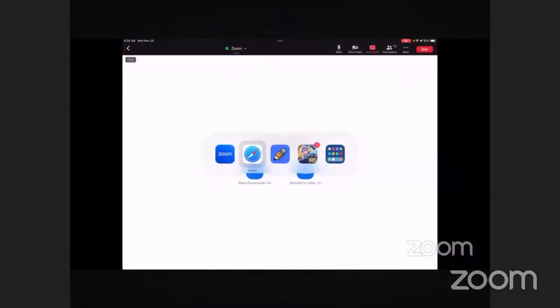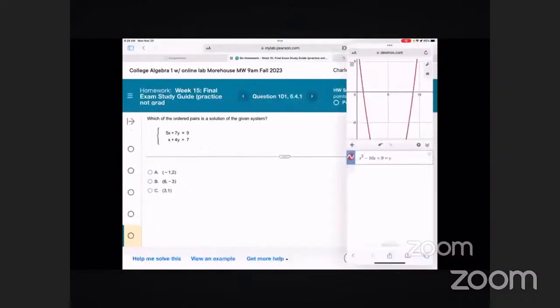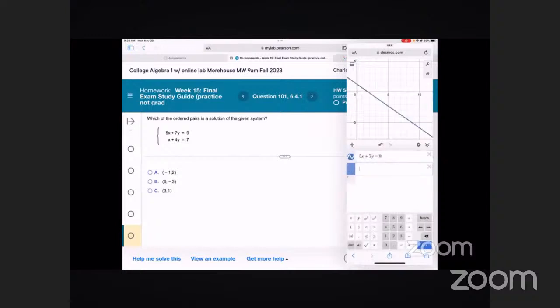Which of the ordered pairs is a solution of the given system? Okay, we did this one before. So let's use GeoGebra again. I'm going to get rid of this, and I think we can type this one in as is. 5x plus 7y equals 9, and then x plus 4y equals 7. Boom, we got two lines. We see where they cross. So the solution to the system should be (-1, 2).